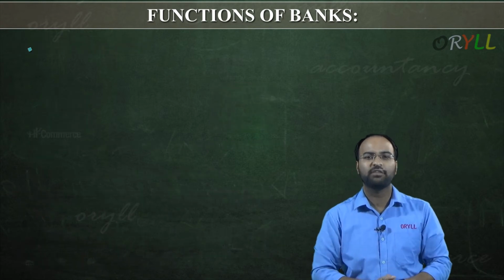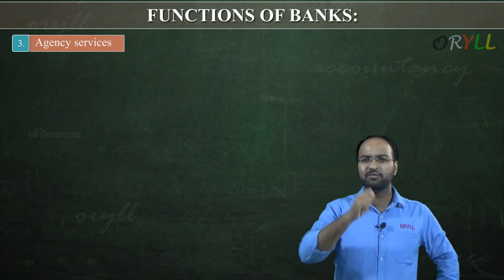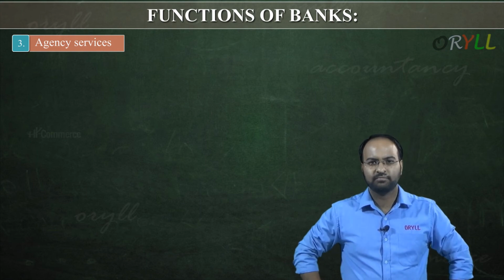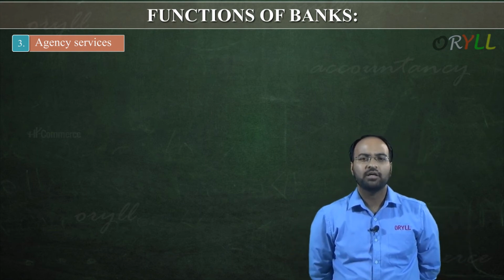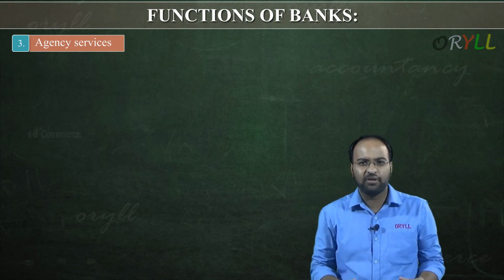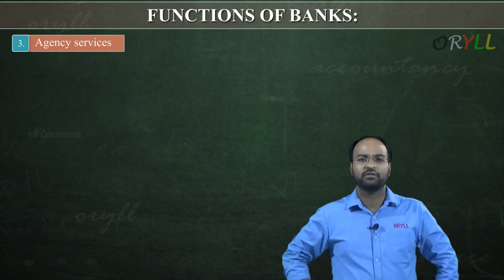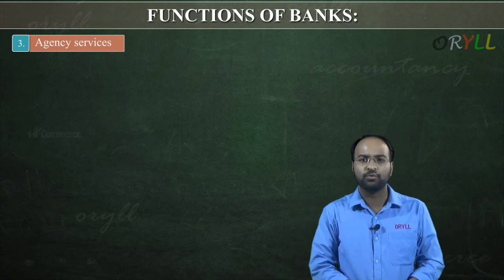Now let us go for the third function, agency services. Now see what happened here. Sir, why will banks perform agency services? They are accepting deposits from the public. They are giving loans to the business community. Sir, banks are having profit but not so much profit. Banks are saying we want some more profit. We have to expand ourselves. So what shall they do?